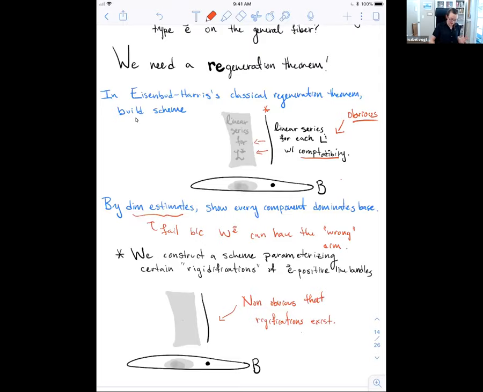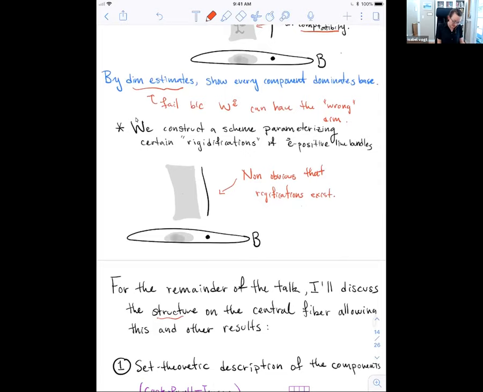And what implies that they exist is actually this hidden structure that's lurking in the central fiber, in these k-regular fillings of tableaux. So that's what I'm going to turn to for the rest of the talk. I'm going to explain this structure that exists on the central fiber that allows the regeneration theorem and basically every other result in the paper, because every result in the paper comes from understanding the structure on the central fiber and porting it to the general fiber by the regeneration theorem. I won't be able to tell you exactly which particular properties on the central fiber mean that these rigidifications exist, because I haven't told you what the rigidifications are, but I hope to convince you that we have such a deep understanding of the central fiber that we can't possibly not know what we need to know.